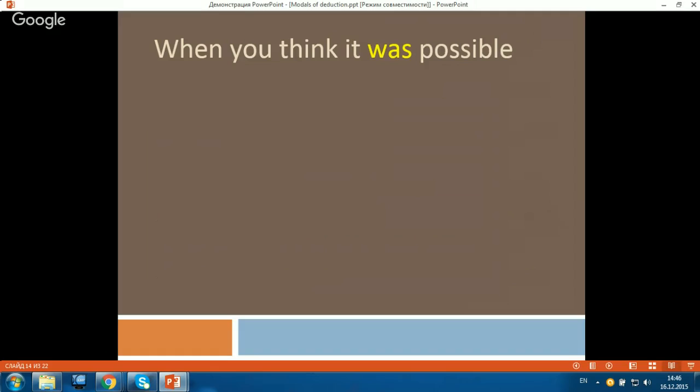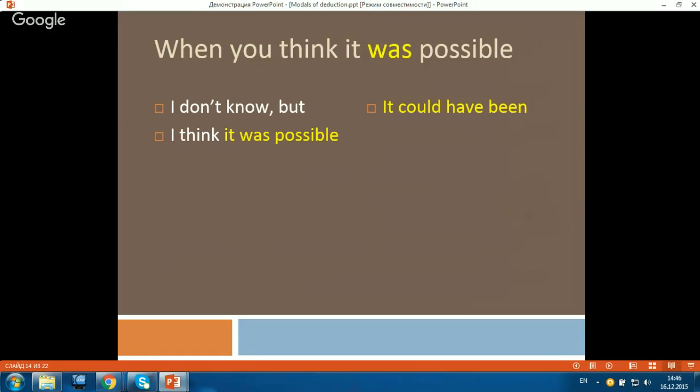Let's move on, guys. What happens when you think it was possible, but you are not exactly sure? I don't know, but I think it was possible. It could have been, it might have been, or it may have been. Again, to express this function, all the modal verbs express more or less the same. They are interchangeable. They all mean that you are not really sure, but you think it was possible.